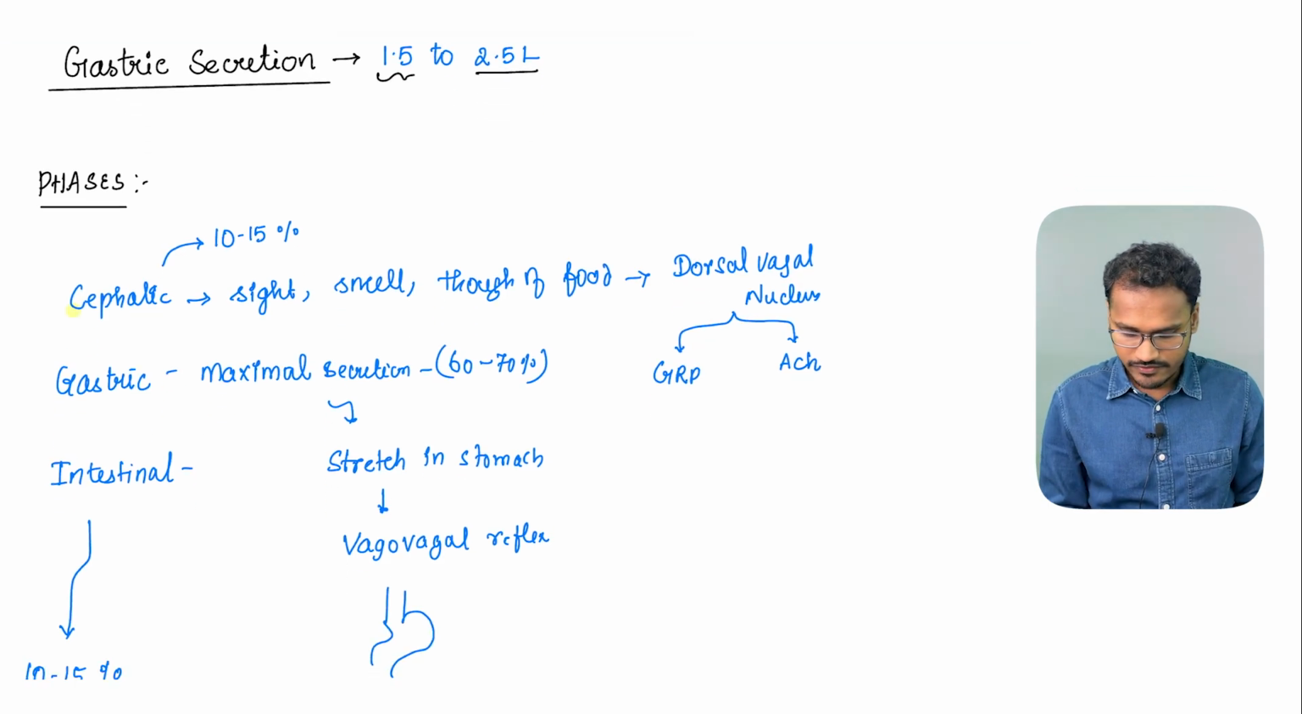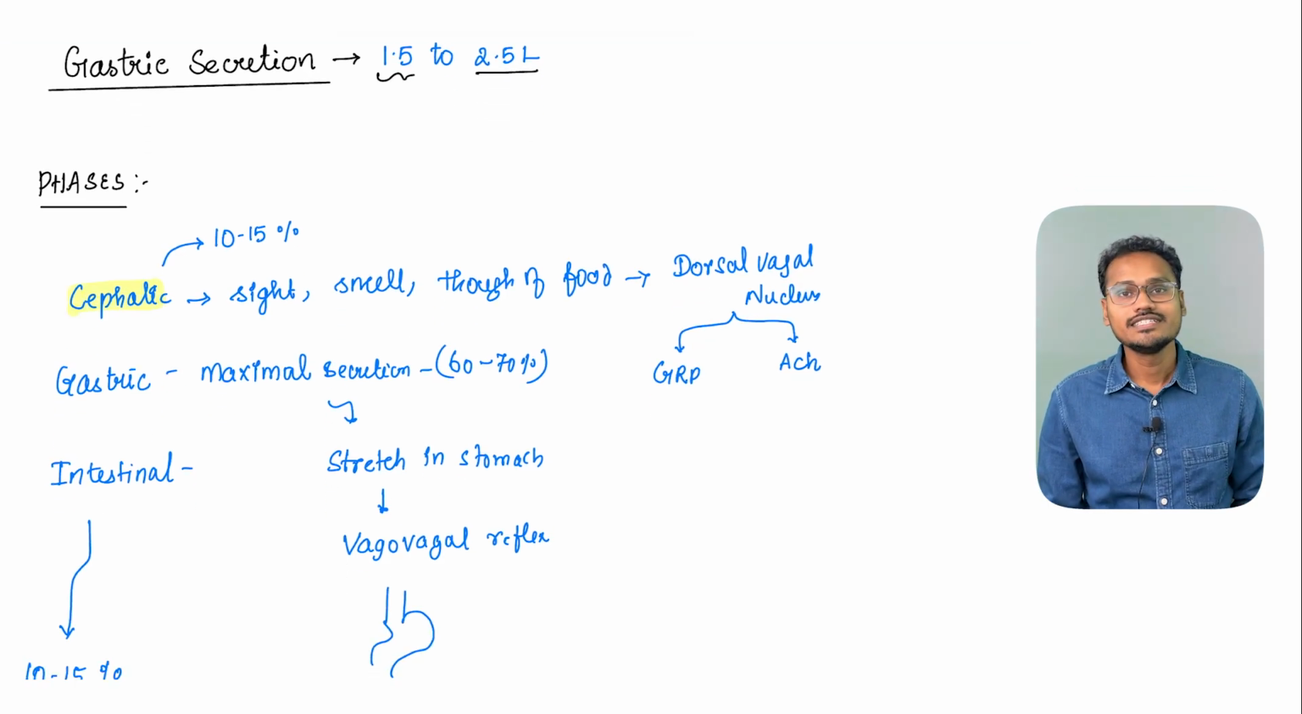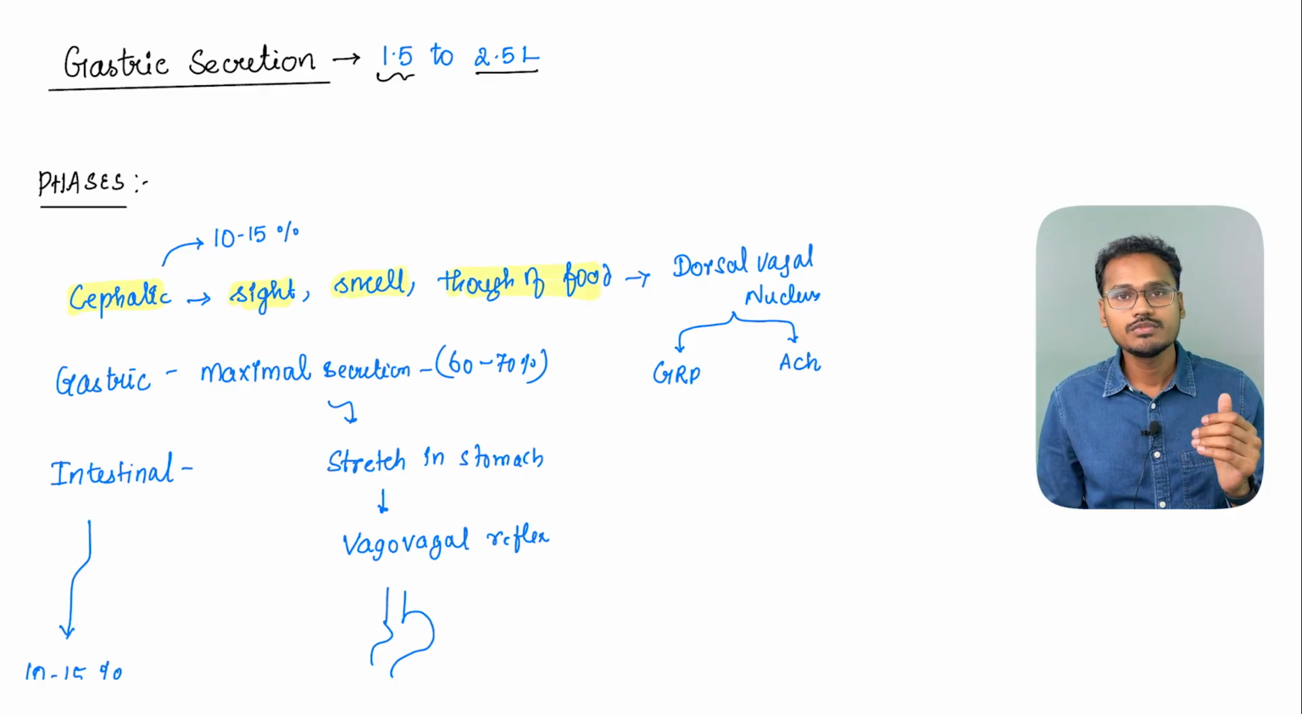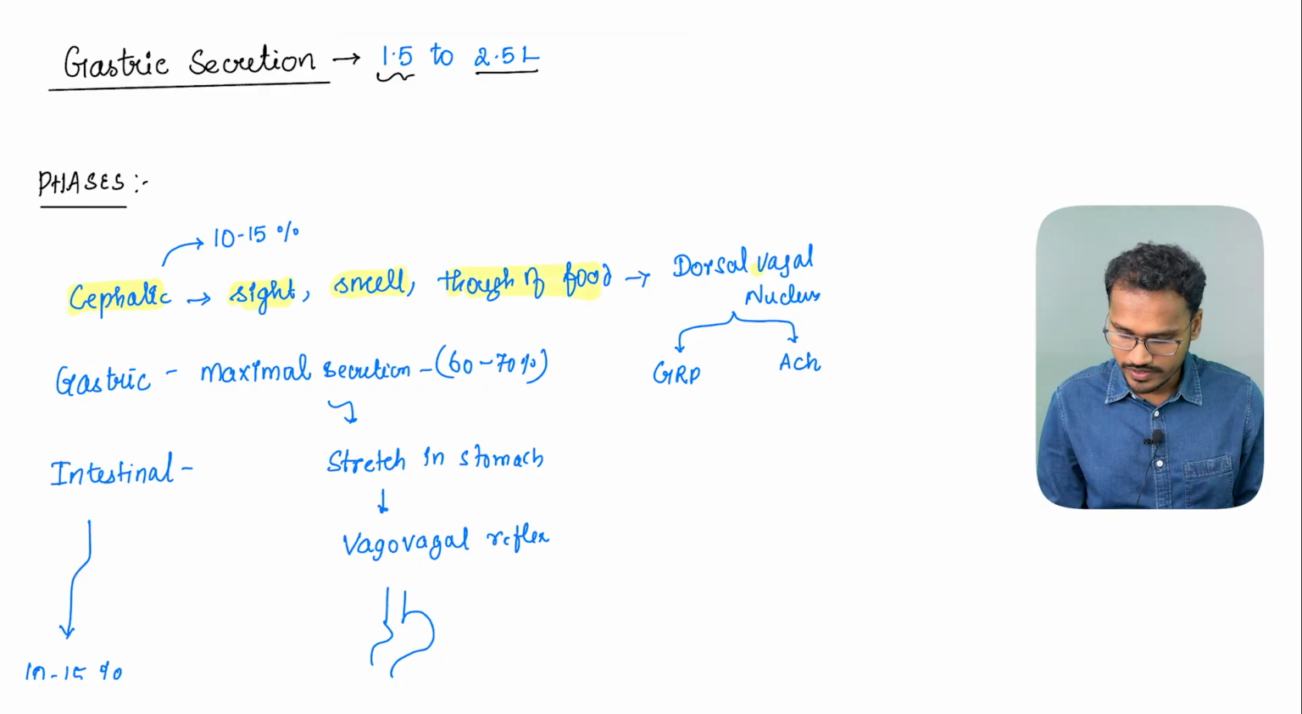In the cephalic phase, when we are thinking about the food or just seeing the food, at that time saliva is secreted. But at the same time, the gastric secretion also starts to happen because basically it is trying to get itself ready before the meal arrives into the stomach. So that is the cephalic phase: the sight of the food, smell of the food or the thought of the food. All of them will stimulate the vagal nuclei, the dorsal vagal nuclei, and it will release two things.